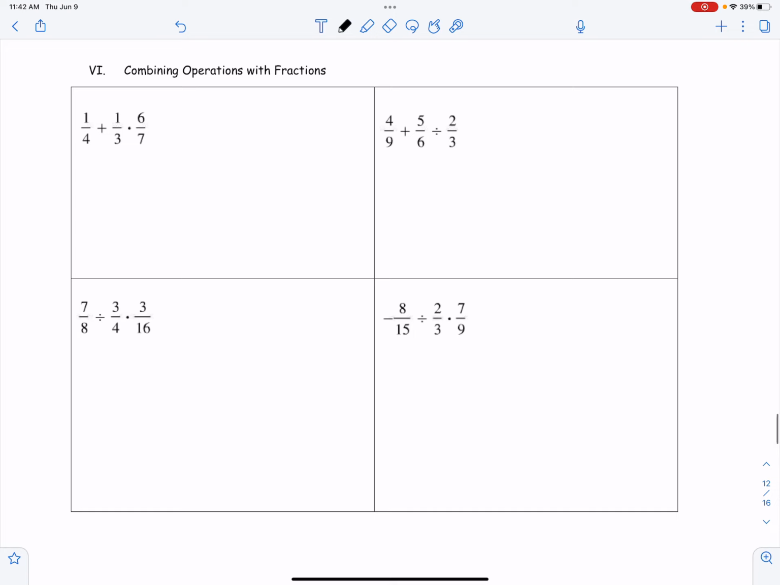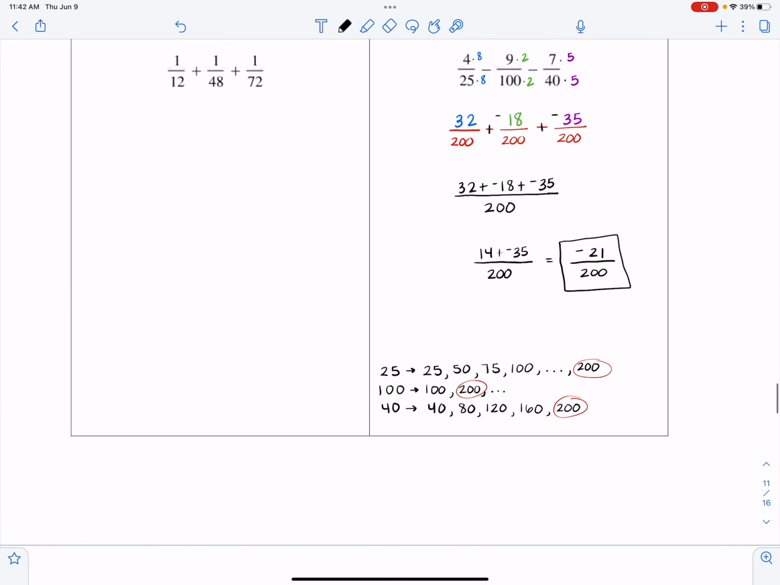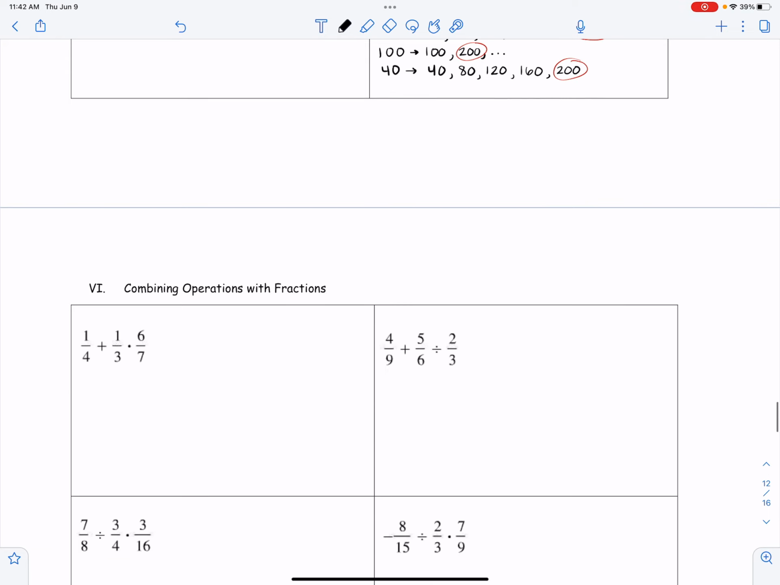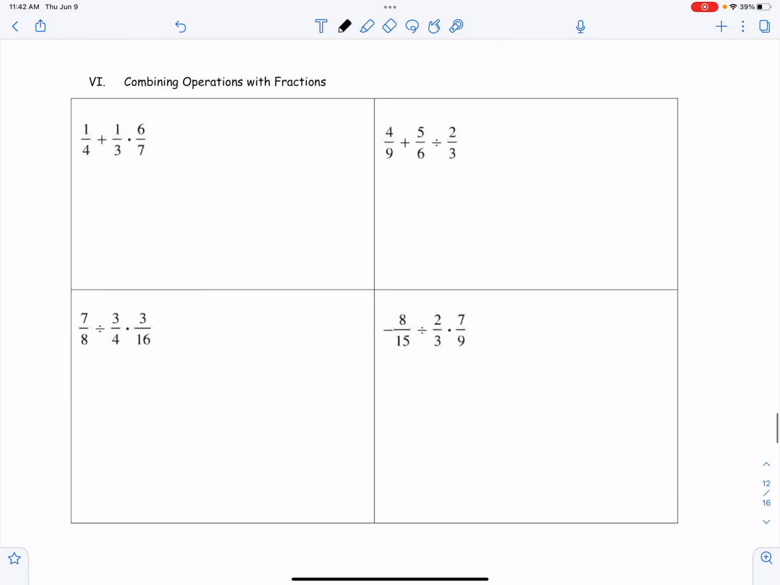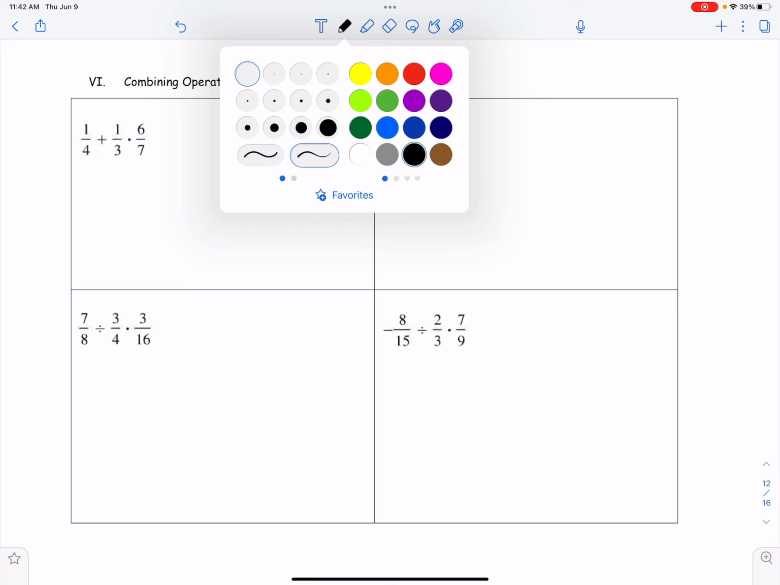All right, so again, just kind of picking up where we left off, I did a couple of examples with addition and subtraction, finding common denominators. And this is the next section where you're going to also have to remember your order of operations. All right, so I'm going to look at this one with you right here, where we've got addition and also division.